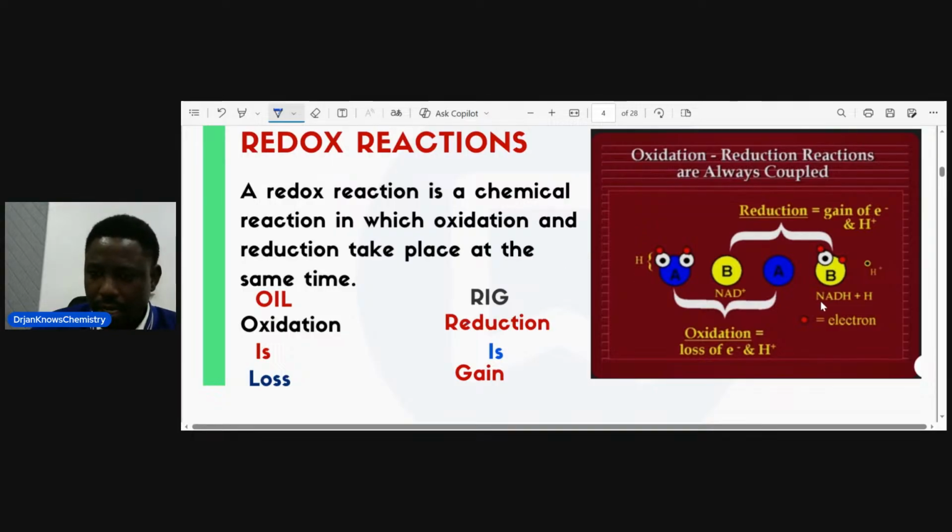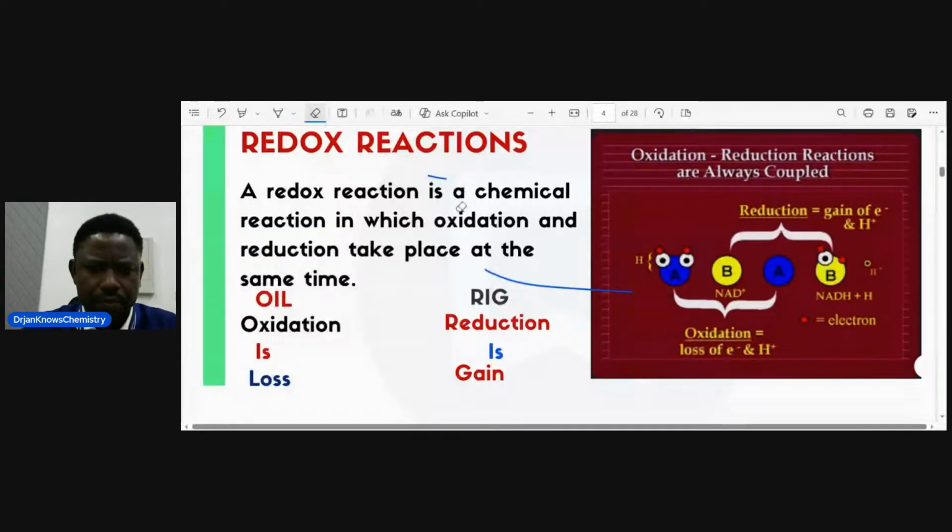So let's get into it and see how we can balance the equation that involves this oxidation and reduction. Then from there, you'll be able to learn how to go about it. Let's quickly get it done so that we can move on.